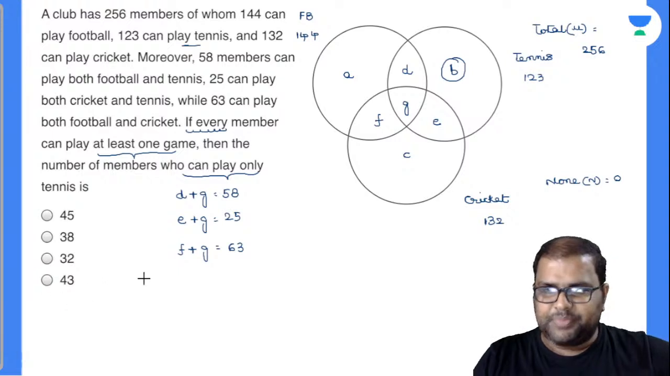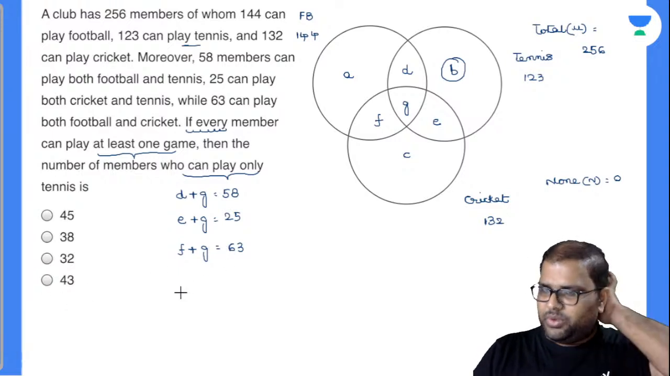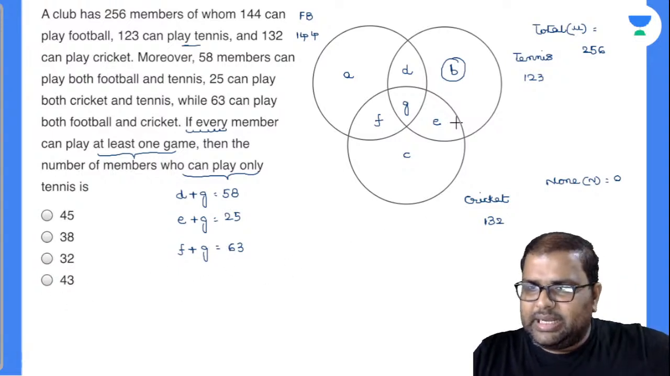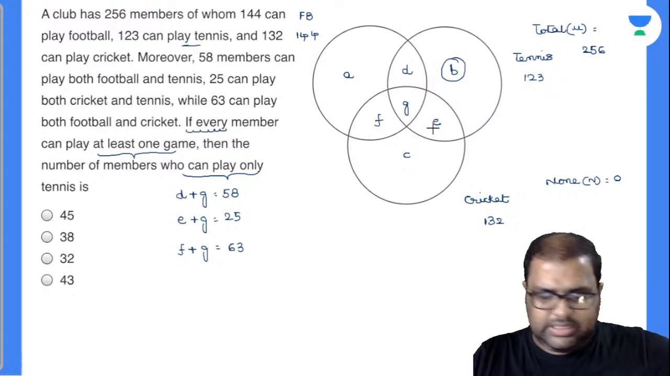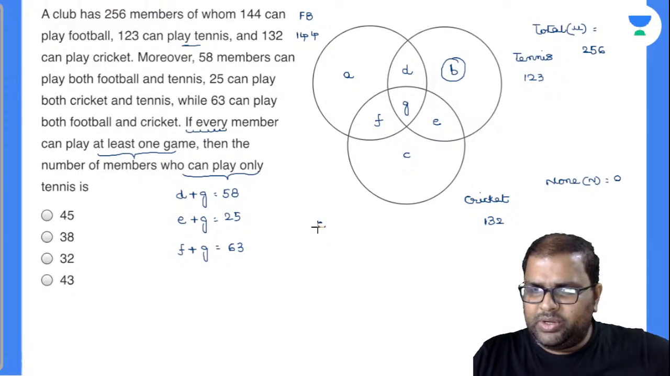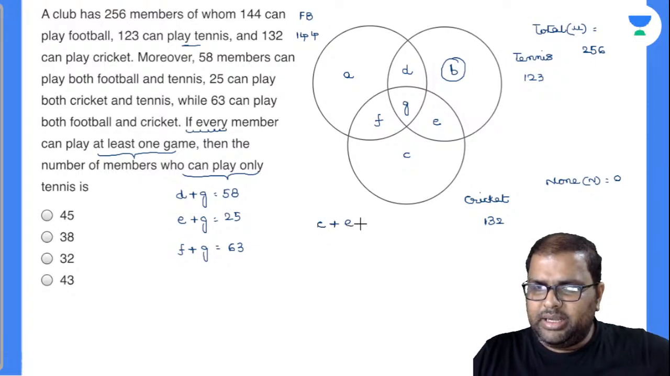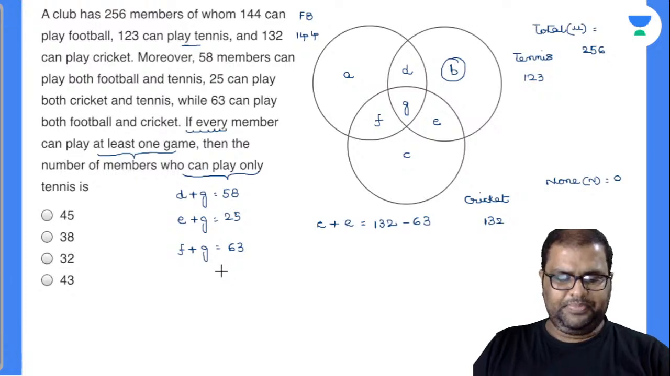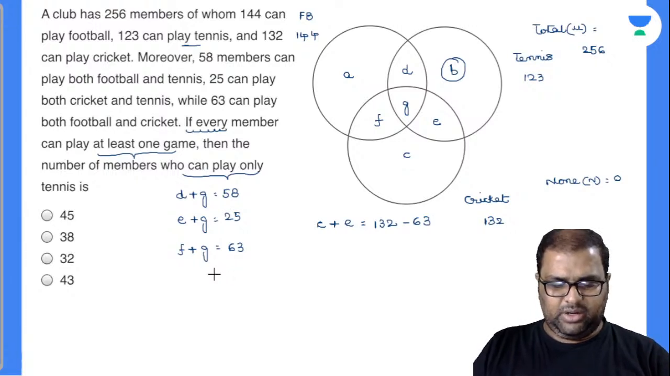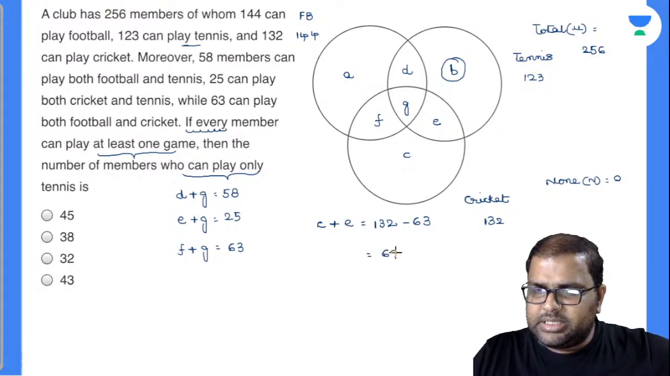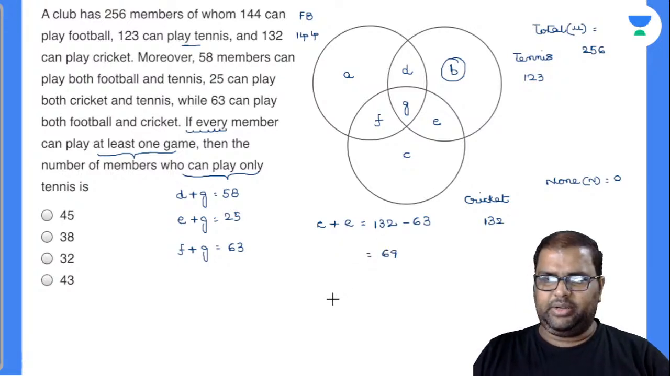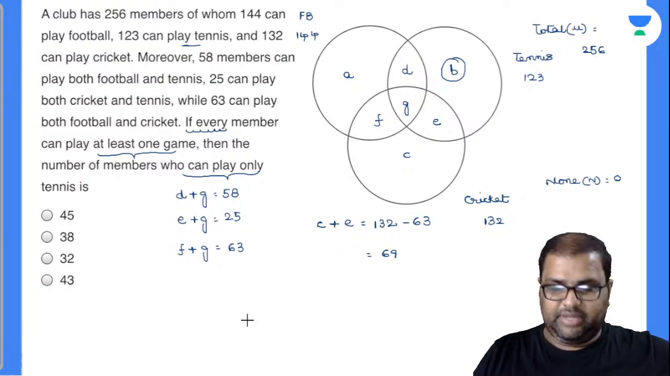In this cricket circle, I know the F plus G value, but I don't know the C and E values. So can I write C plus E equal to 132 minus the F plus G value, which is 63? What will be the value left over? I have done it in the easiest way, not doing any equations. So this value is 69. 69 plus 63 is 132. Perfectly done.